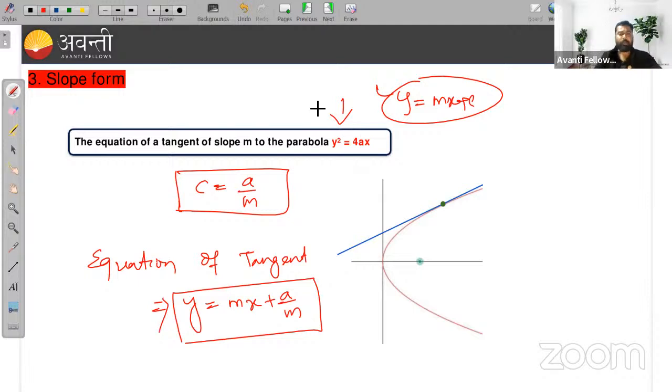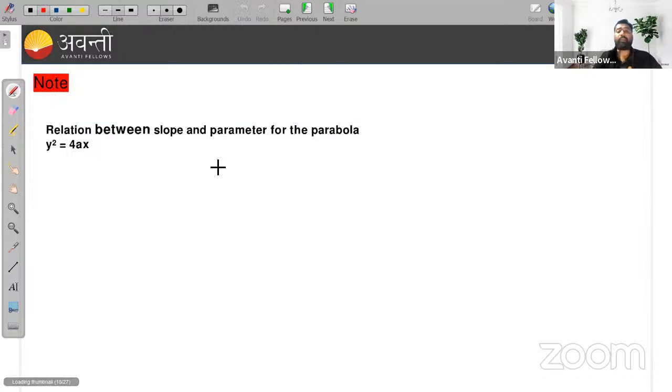The last thing I need to discuss with you is the relation between slope and parameter for the parabola. We'll discuss these things in the next class. It needs a little bit of derivation. Without derivations you can't actually understand. So let's start the next class from here only, and we'll try to complete this parabola this week.